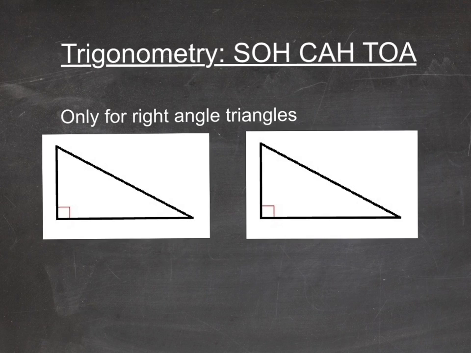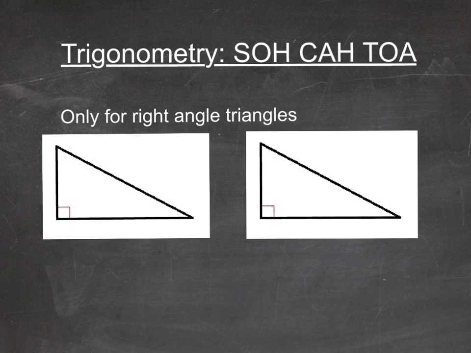So this video is a little bit more on trigonometry related to finding missing angles and missing sides in right angle triangles. So you might remember this acronym SOH CAH TOA that you used in high school. So we'll look at right triangles first. This SOH CAH TOA only works for right triangles.